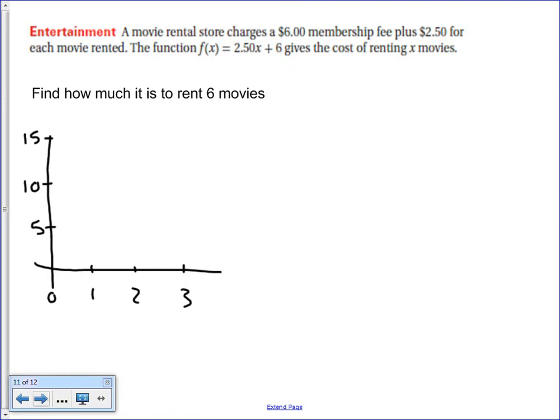So one more word problem, just like the one we did. We have a movie rental store that charges a $6 membership fee plus $2.50 for each movie rented. The function f of x equals 2.50x plus 6 gives the cost of renting x movies. I didn't say it right here, but we actually want to graph the function.